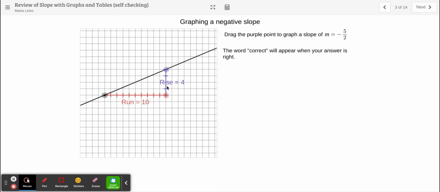Same thing here. Right now my rise is 4. My run is 10. This time I need a slope of -5/2. Positive slope, your line goes up. Negative slope, what do you think that means for your line? Yep, a negative slope means your line is going to go down. So I'm going to need a rise that is negative. So I'm going to grab my purple dot and I'm going to make my line go down. So I got a rise of -3, -4, -5. There's my rise of negative 5. Now I need to go way back because right now I need a run of 2.